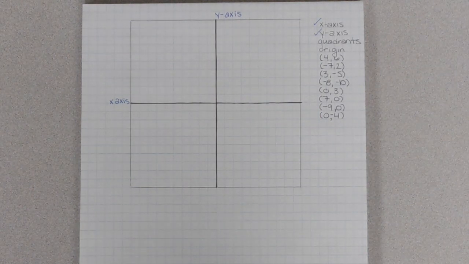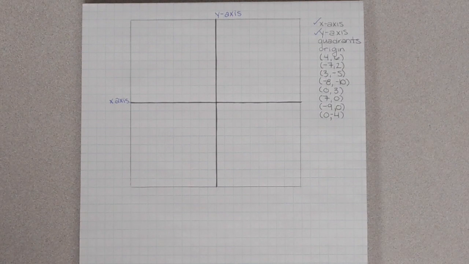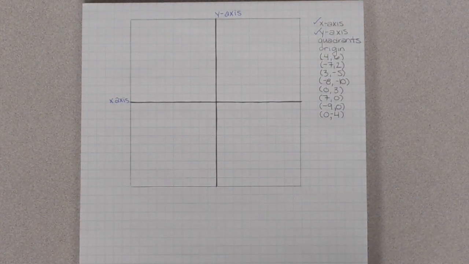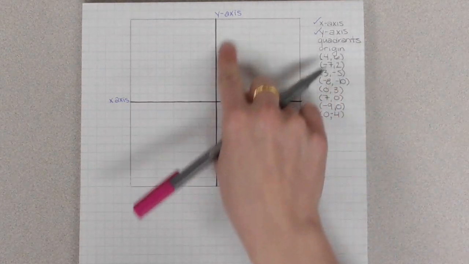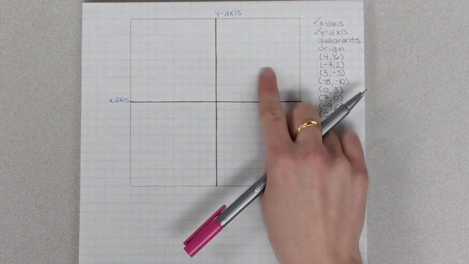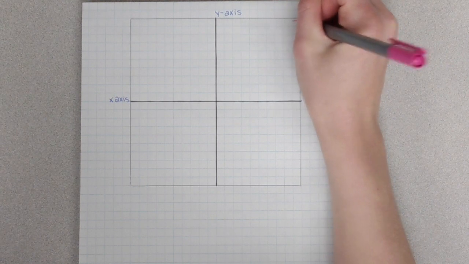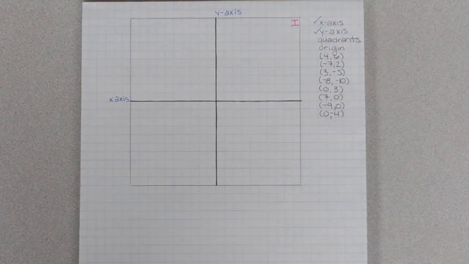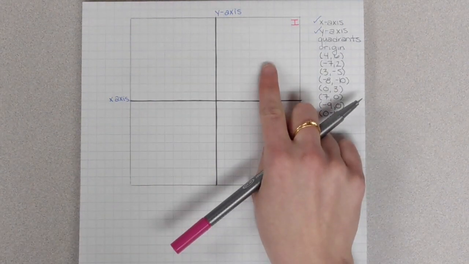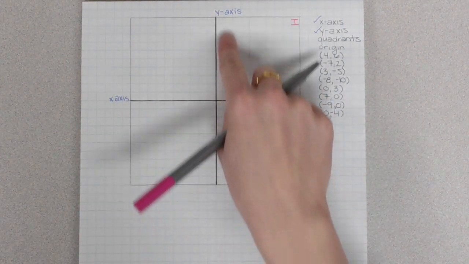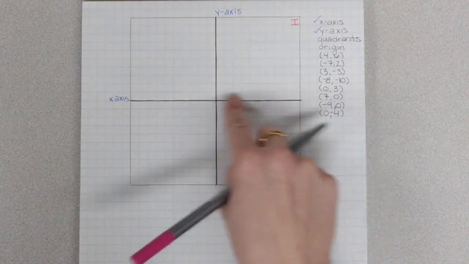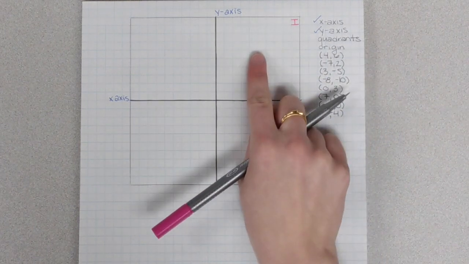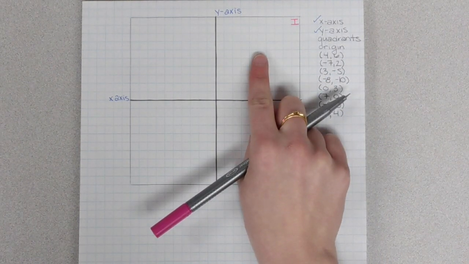The next thing that I'm going to label is my quadrants. I have 4 quadrants. The first quadrant is right here. This is quadrant number 1. I'm going to label it with Roman numerals, so it looks like an I. This is where the y and the x values will both be positive, in quadrant 1.